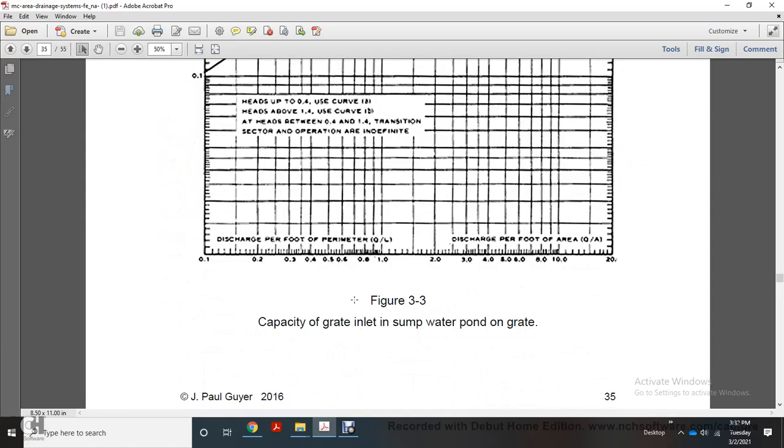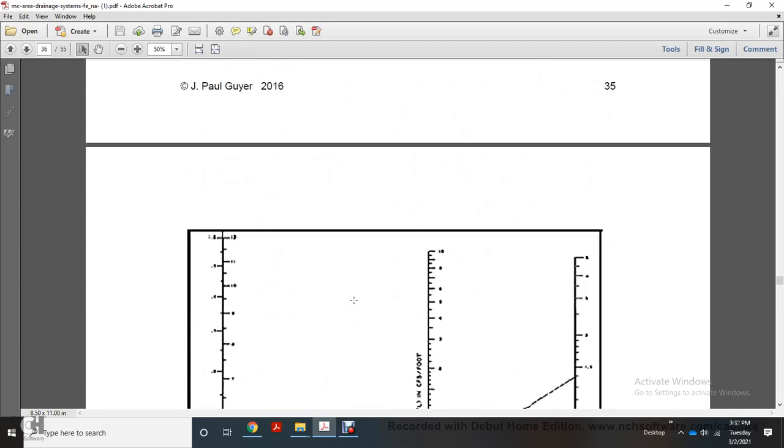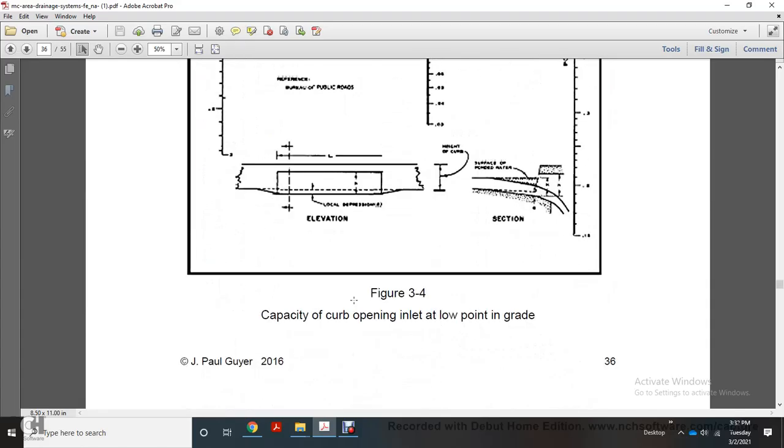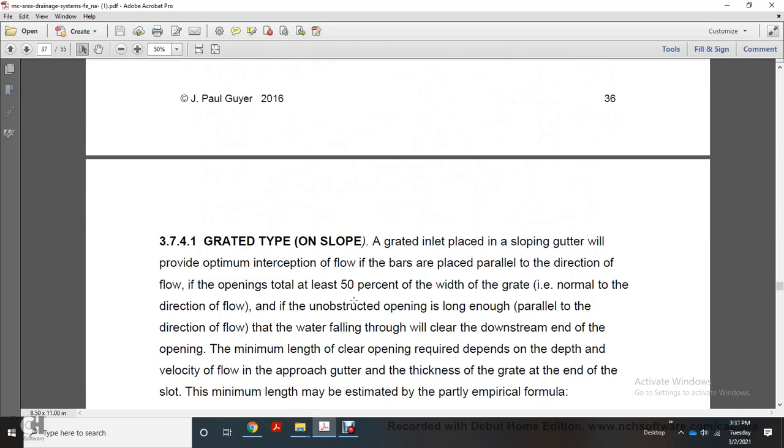And this shows a picture of a graded inlet with a grate. And this shows a picture of a curb opening inlet for point drainage.